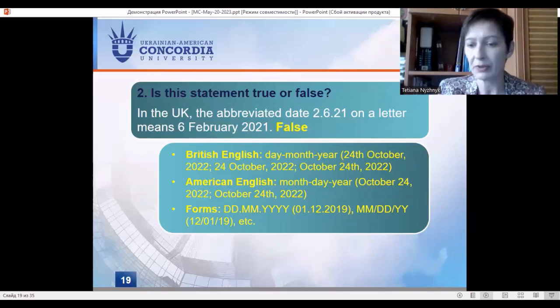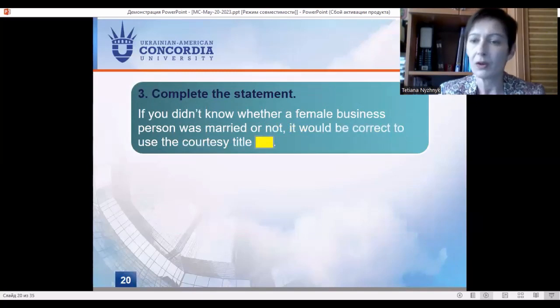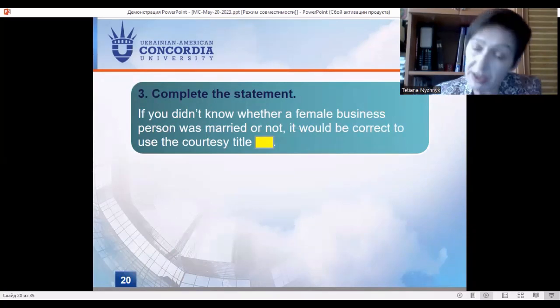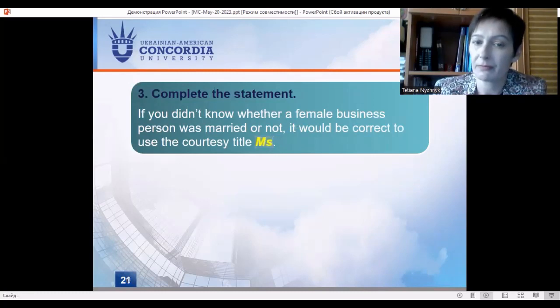Now let's move on to question 3. And the type is different. This time you have to complete the statement. If you didn't know whether a female business person was married or not, it would be correct to use the courtesy title Ms.